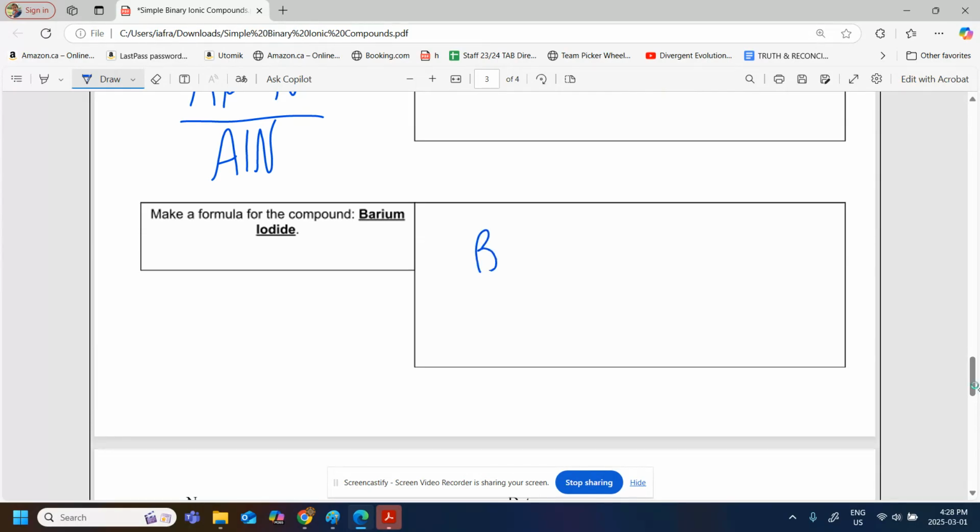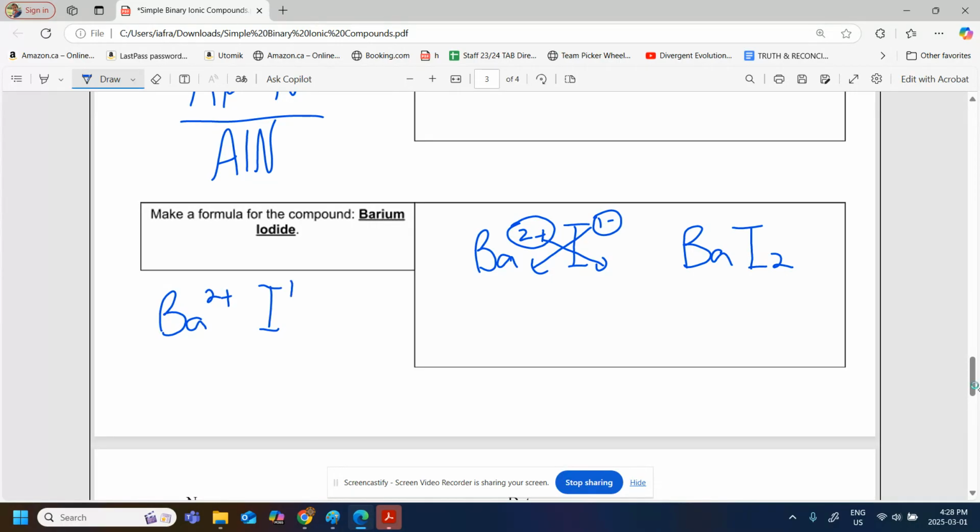So barium in your periodic table you see is 2 plus. Iodide you see is 1 minus. You bring the 2 down here, you bring the 1 down here, and that gives you Ba, we don't need to write 1, I2. If you did the charge balancing method, you would have done Ba 2 plus, I 1 minus.